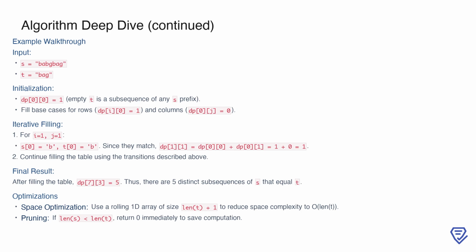After filling the entire table, we find that DP[7][3] equals 5, meaning there are 5 distinct subsequences of S that match T. To optimize this further, we can reduce space complexity by using a rolling 1D array, and we can prune unnecessary computation by immediately returning 0 if len(S) < len(T).